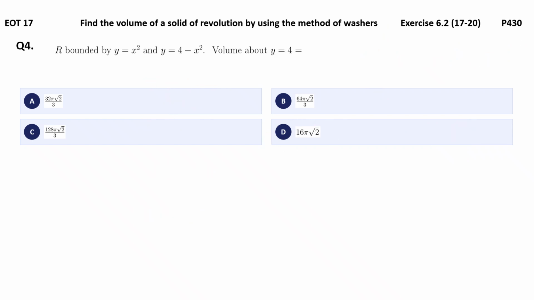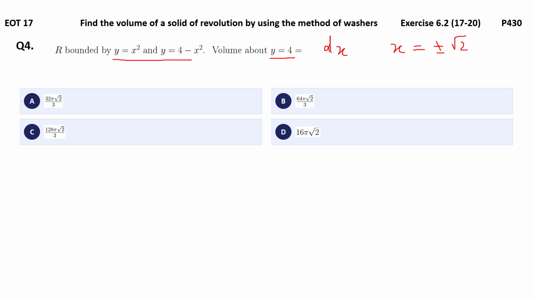Let's continue with question number 4. Here be sure that we are going to find volume about y equal to 4. Since y is equal to 4, it is parallel to x-axis, so our focus should be on dx and x value. Already in the previous question we found our x value as plus or minus root 2. If you have any doubt, please rewind and watch the previous question explanation.